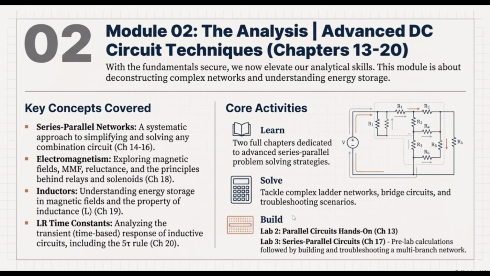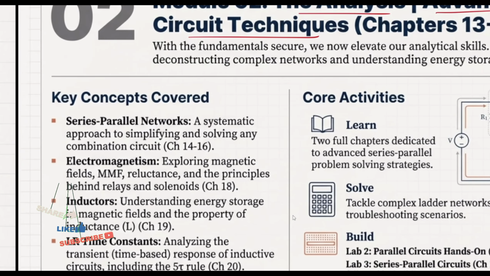Then we are going to module number 2. Module number 2 is going to be analysis. We are going to talk about advanced DC circuit techniques. It's going to be chapters 13 to 20. As I just told you, we are going to have series and parallel networks. We are going to see what would happen if you have them and if you would like to simplify them.